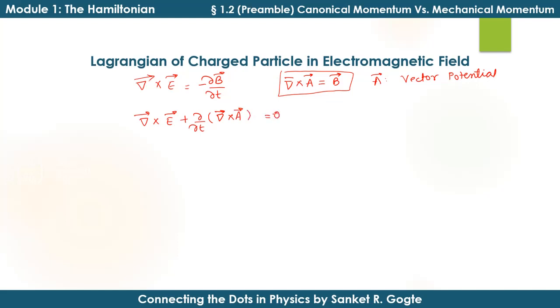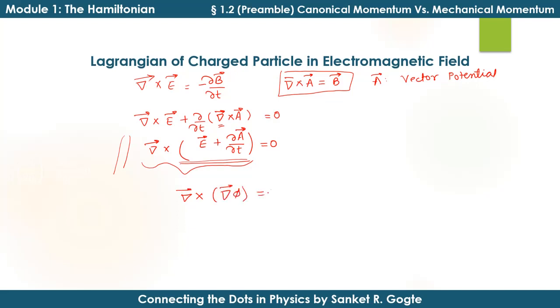Del cross E plus del cross dou A by dou t is equal to 0. Now del here is a simple differential operator, and therefore it is independent of time, and we can write this equation as del cross of E plus dou A by dou t equal to 0. Now what you see here is the curl of a vector. This is the vector for which we are taking the curl, and that curl is equal to 0. Now if you take the curl of the gradient of some scalar, it is always equal to 0.